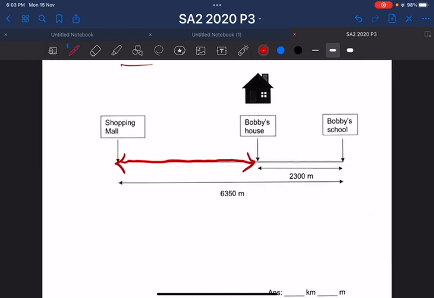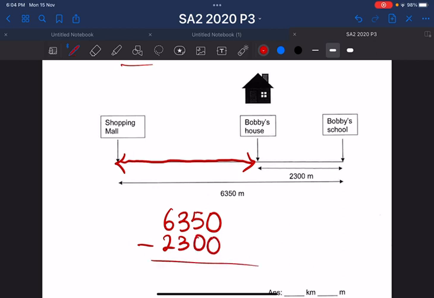Alright, so what do we do? We will take 6,350 minus 2,300 because we want to find out what is the other part. Right, we do a subtraction. We will get 4,050. Now, the answer cannot be left in this form.